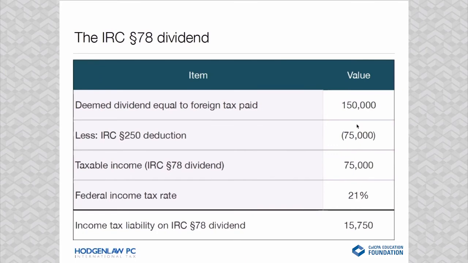So here we are. We have a deemed dividend, and Section 78 says this is treated as a dividend for all purposes in Title 26. So it's a dividend, and it's included back in your income, $150,000. Section 250 allows you a 50% off deduction for this because it says so in Section 250. So the taxable income from your Internal Revenue Code Section 78 dividend is only $75,000. You apply the 21% tax rate, and you have a $15,750 tax liability because of this gross up.